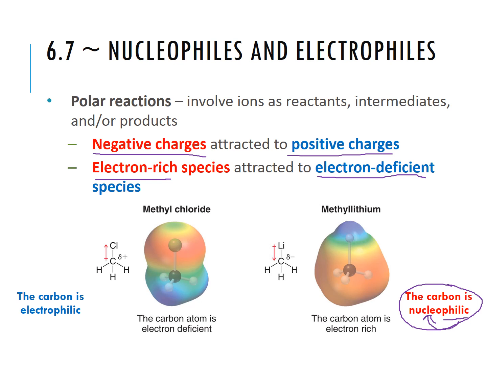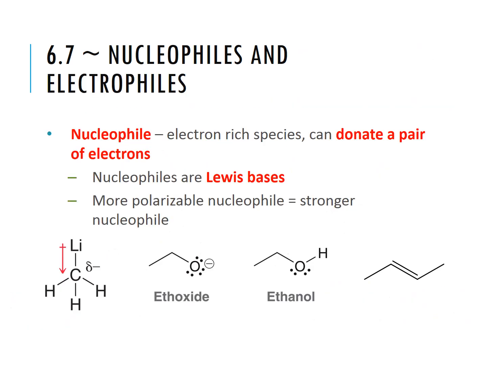And then the same thing is true for our positively charged species. They are going to be electrophilic. So the philic part is telling us that they love electrons. So if they're positively charged, they're going to be attracted to electrons. So let's see where those are going to occur. We're going to start with the nucleophile.